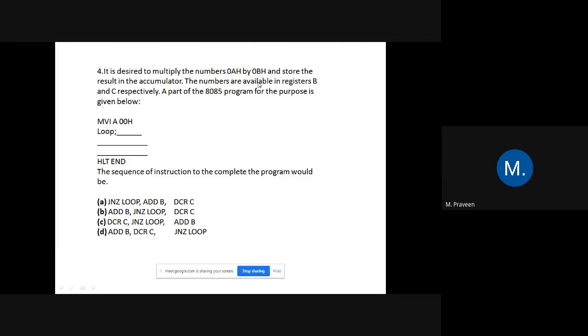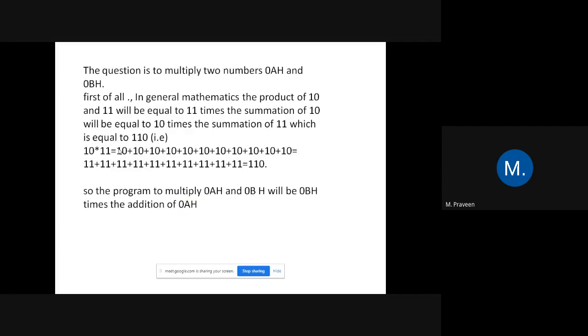For this multiplication, they have given some instructions and we have to find the left out instruction. Four options are given. Can you guess what the answer is? Let me tell you. Before finding the answer, you should first know the concept behind the multiplication. Let's see the next slide.